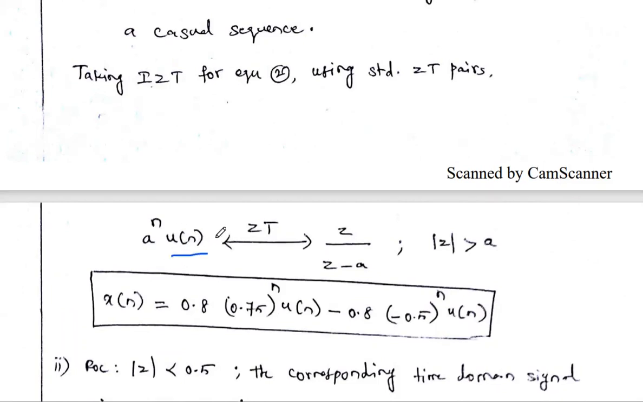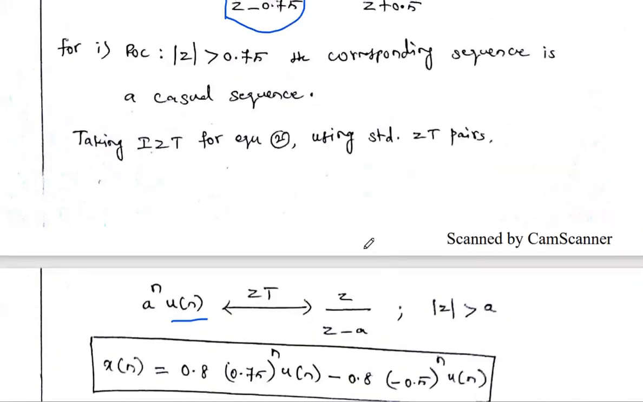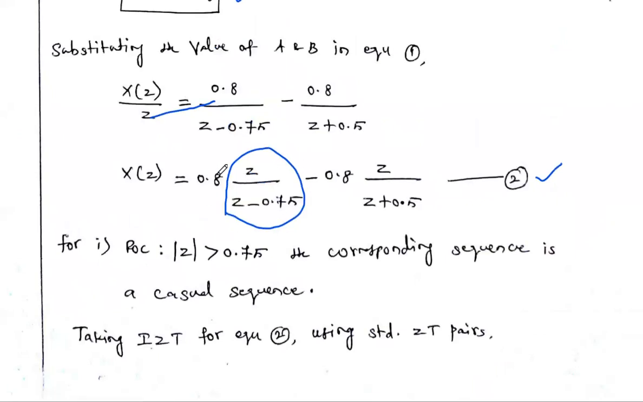What is causal? The function has the term u of n. The signal is available only for positive time. That signal is said to be the causal signal. So for a power n u of n, the z transform answer is z by z minus a. Here we are getting the answer in the structure of z by z minus a.